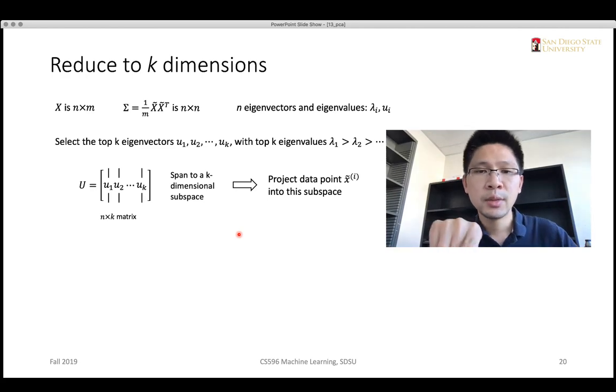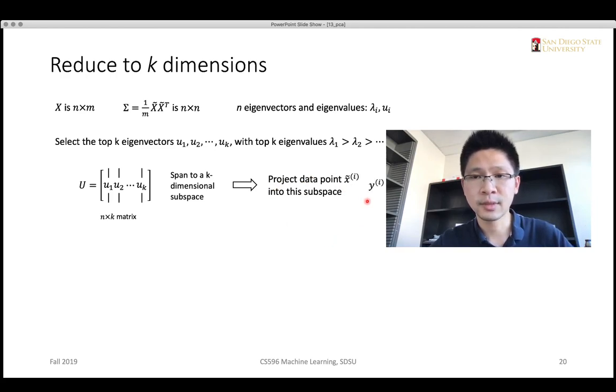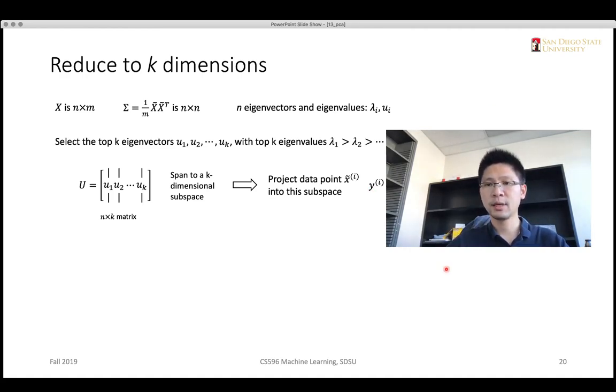Then we project our data points x tilde into this subspace by conducting a dot product. We multiply x i tilde by U transpose, which gives us the coordinates of x i, the original normalized data point, in this subspace, which only has k dimensions, right? Because we select k basis vectors. The projection of the n-dimensional data into this k-dimensional subspace is a k-dimensional vector. So this is the dimension-reduced representation of x i, which we call y i. So we reduce the data from an n-dimensional space to a k-dimensional space.